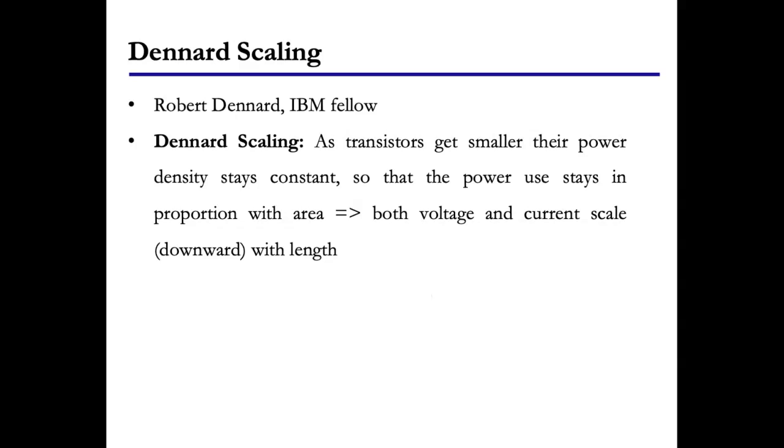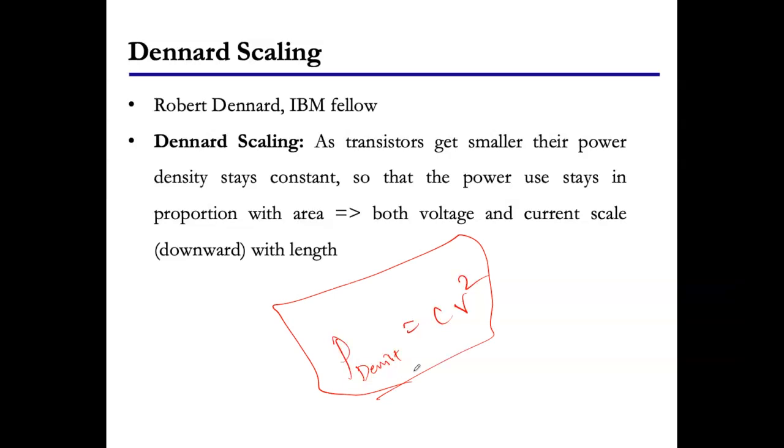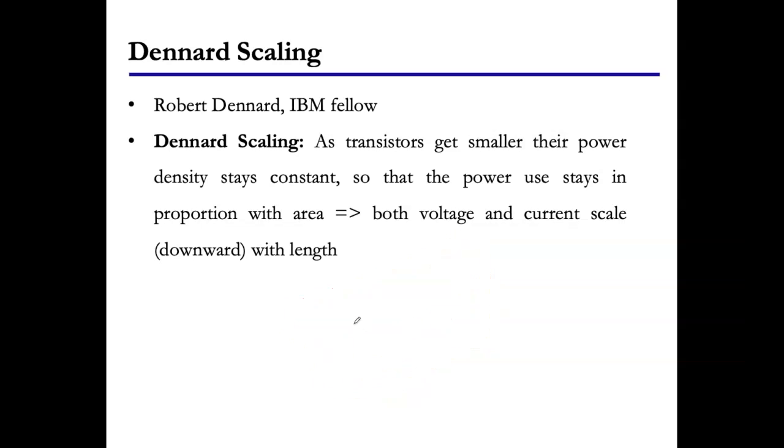So here, what does it exactly mean? It says that the power density will stay constant with the help of the current and the voltage. So this is the Dennard scaling observation. It is also an observation. It is not an equation or mathematical equation.